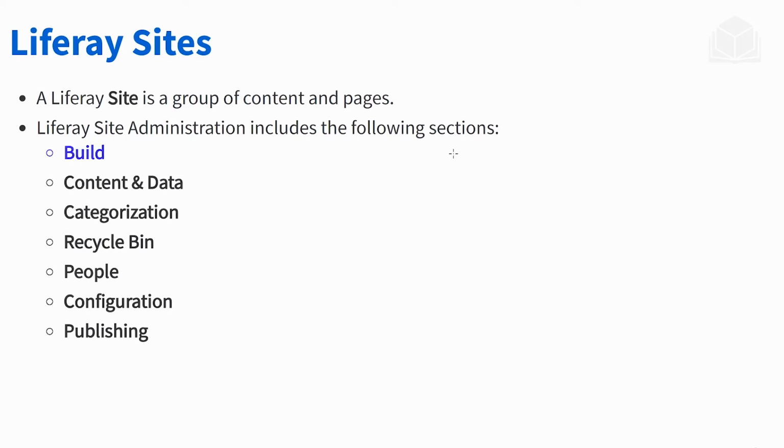We've used the build menu quite a bit to examine page fragments and to add new private and public pages. As far as content and data, we've used that to look at blogs and web content and to create those types of content. We haven't worked a lot with categorization, but this has to do with categorizing assets, and the recycling bin. From here, you can specify when assets should be cleaned up and how much time that should take.